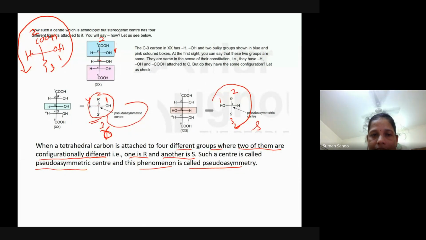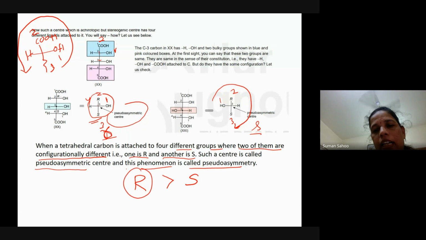They are named like this so as not to get confused with capital R and capital S, so they are given the names small r and small s. Here, capital R always gets more priority as compared to S. So that is known as your pseudo asymmetry. When you have a chiral center which is attached to 4 different groups, and among these 4 different groups, 2 groups are configurationally different, that is, one is R and one is S, that center is called your pseudo asymmetric center.